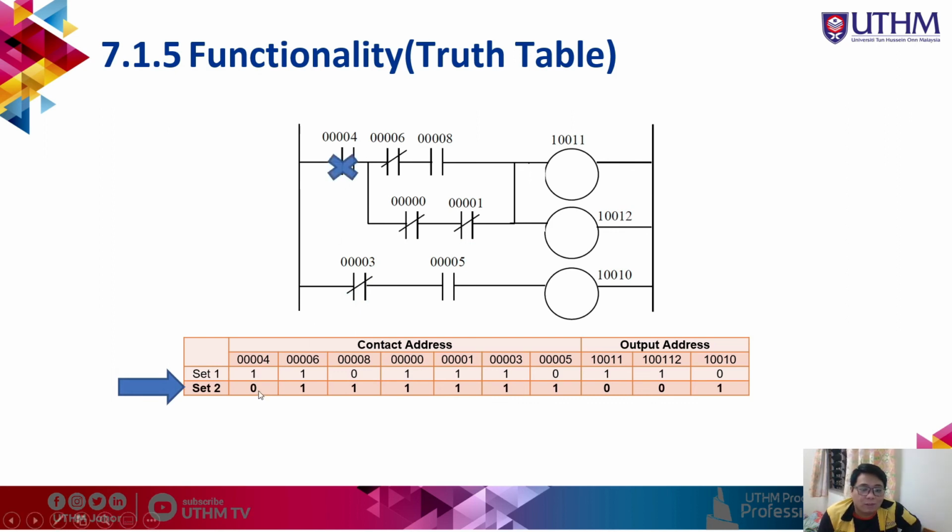For the next set, I will also do the same thing. For the contacts labelled 0, I will put a cross to indicate there will be no current flow through this contact. So in this set 2, the current flows only at the bottom here. This is because 0003 is 1, which means it will conduct electricity, and 0005 is activated, so the output 10010 will turn on, and the outputs 10011 and 10012 will remain off.